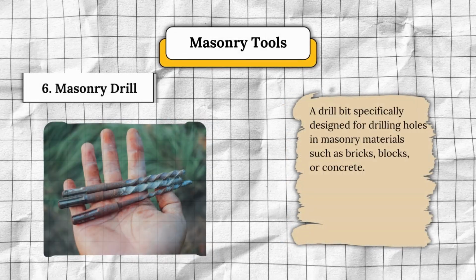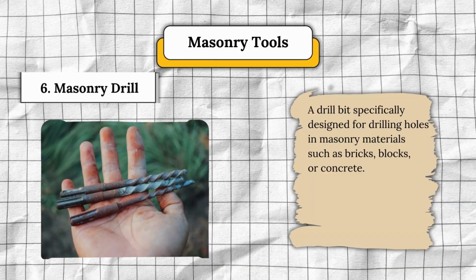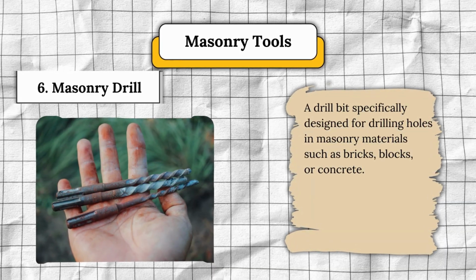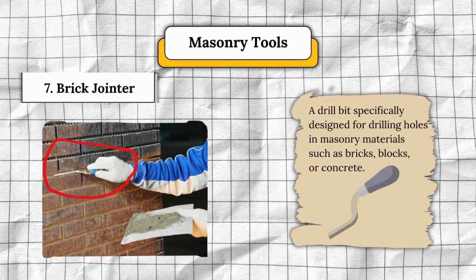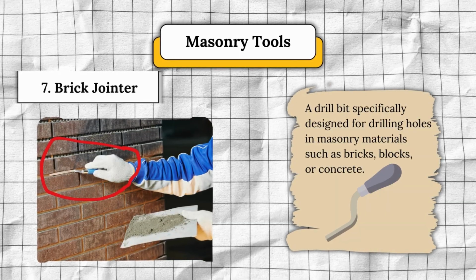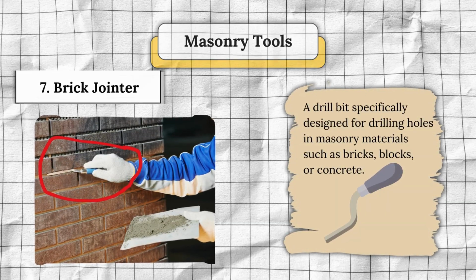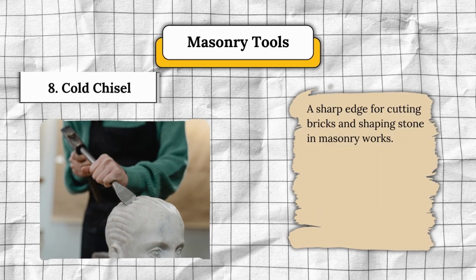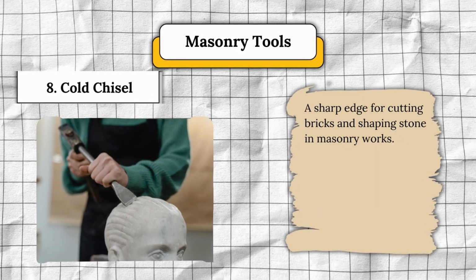Number 6. Masonry drill. A drill bit specifically designed for drilling holes in masonry materials such as bricks, blocks, or concrete. Number 7. Brick jointer. A handheld tool with a pointed or rounded edge for shaping and smoothing mortar joints between bricks or blocks. Number 8. Cold chisel. A sharp edge for cutting bricks and shaping stone in masonry works.